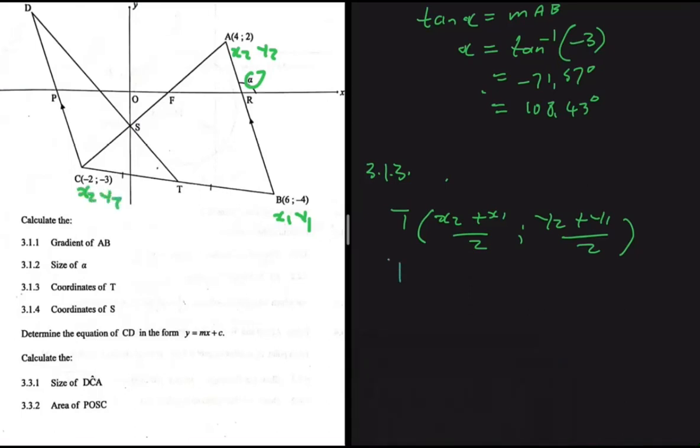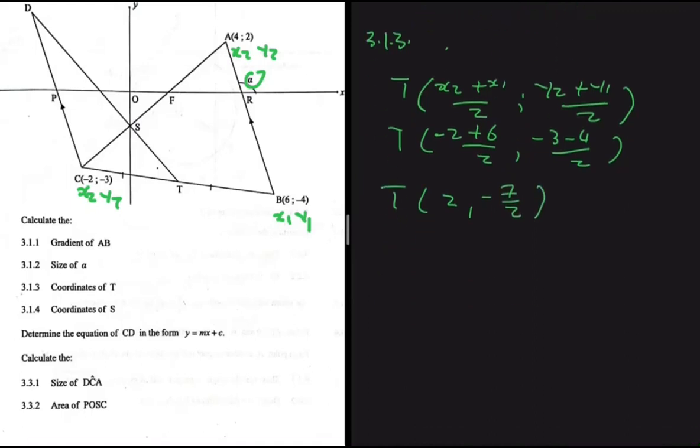So if we compute that, we're going to have the coordinates of T being minus 2 plus 6 divided by 2, and then minus 3 minus 4, right? And then divided by 2. So here we're going to have T having coordinates. So we have minus 2 plus 6 divided by 2, which will give us 2, right? And then minus 3 minus 4 divided by 2 should give us minus 7 divided by 2, right?